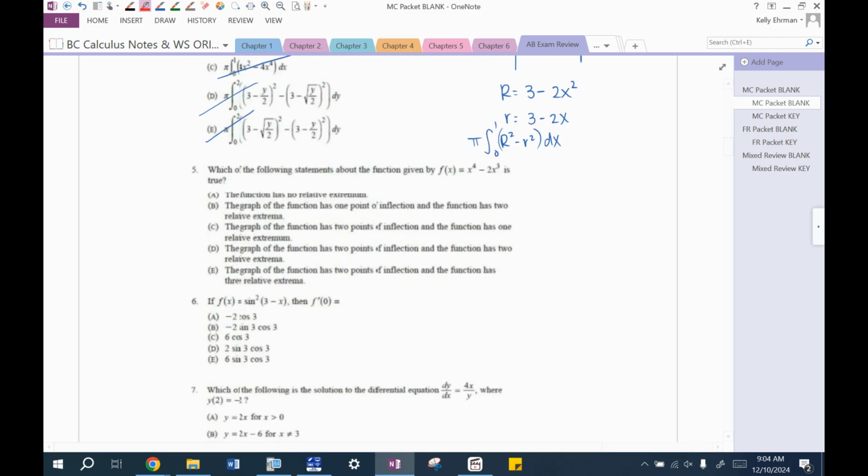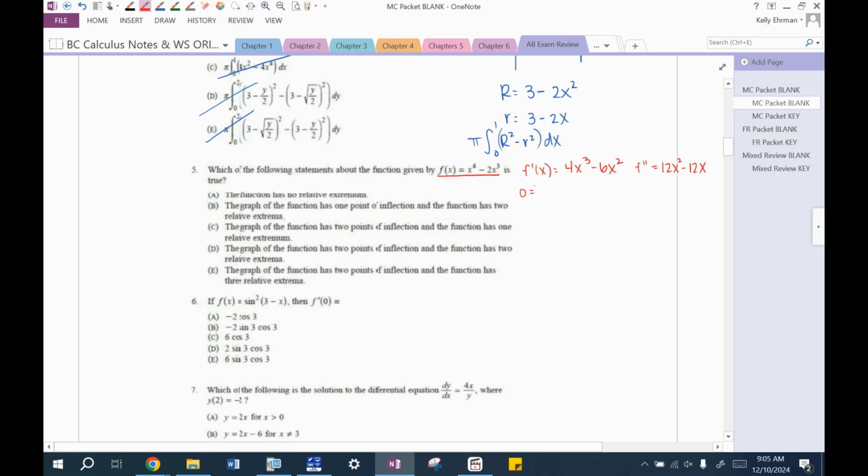Okay, number 5. Which of the following statements about the function f of x equals x to the 4th minus 2x cubed is true? There's no relative max. These are all about points of inflection and relative extrema. So let's go ahead and find f prime and f double prime. So f prime of x would be 4x to the 3rd minus 6x squared. And what would f double prime be? f double prime would be 12x squared minus 12x.